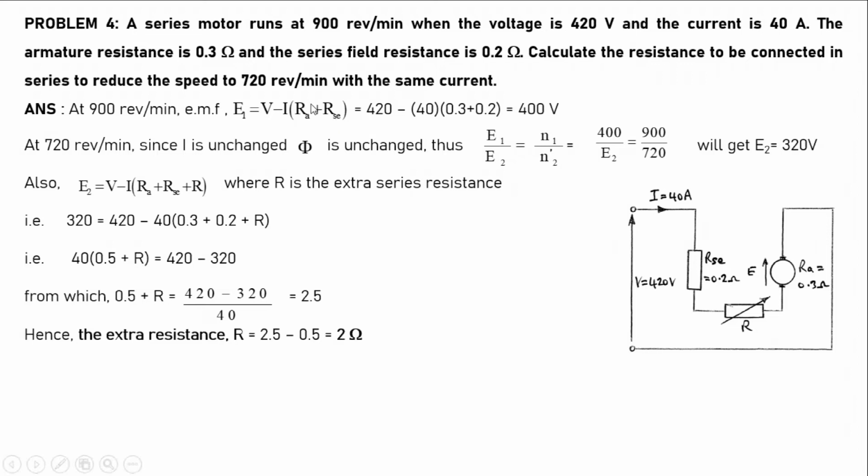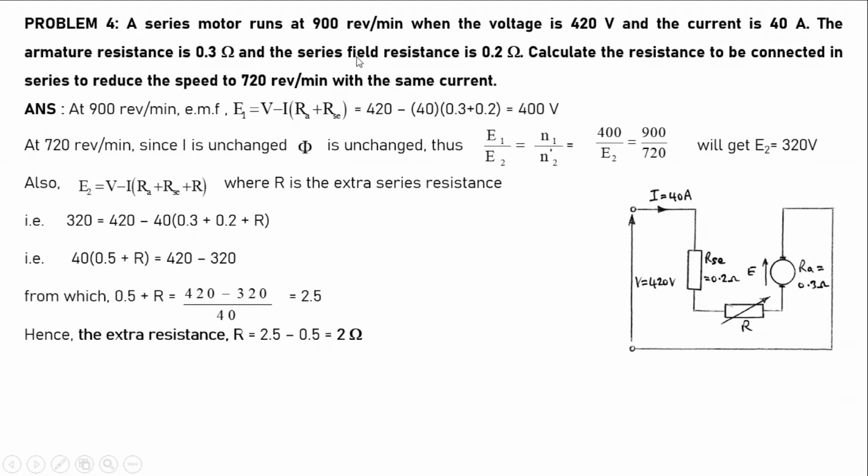Series field resistance, armature resistance, armature current, everything has been given. We can find out E1 as 400 volts. Now initially it is running at 900 revolutions per minute. Once again we have the formula E1 by E2 is equal to N1 by N2.